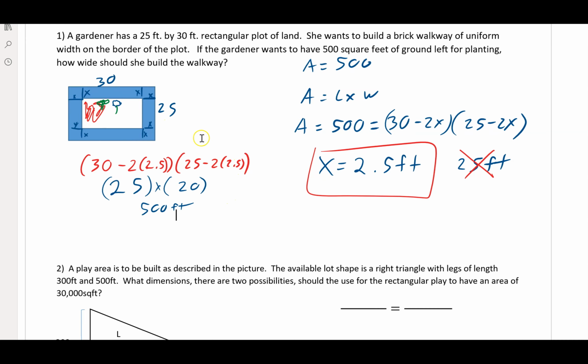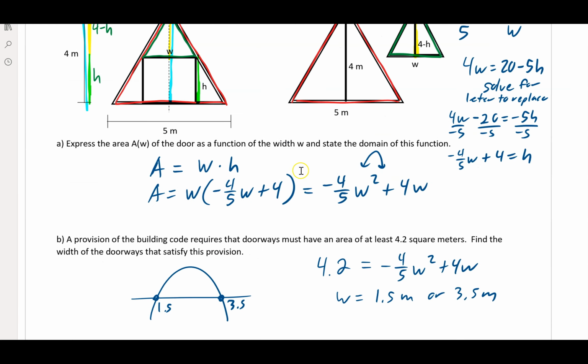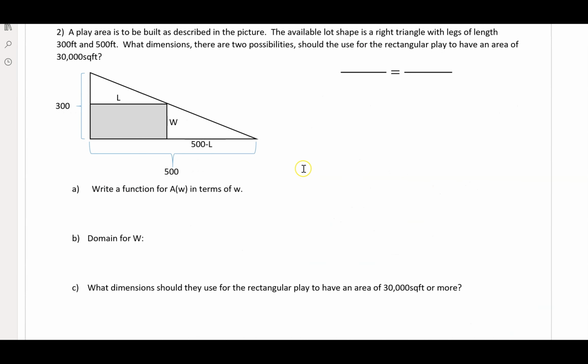All right, so same problem as the dirt. This one's going to be similar to the other one, right? Okay, so let's try this one now. It says a play area is to be built as described in the picture. So we have this picture. It's got a lot of land that's 300 by 500. And we're going to put this rectangle in it.